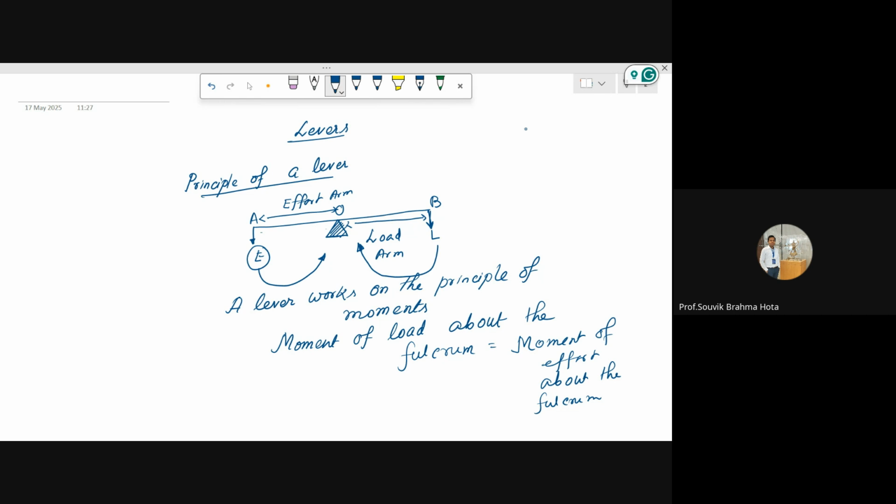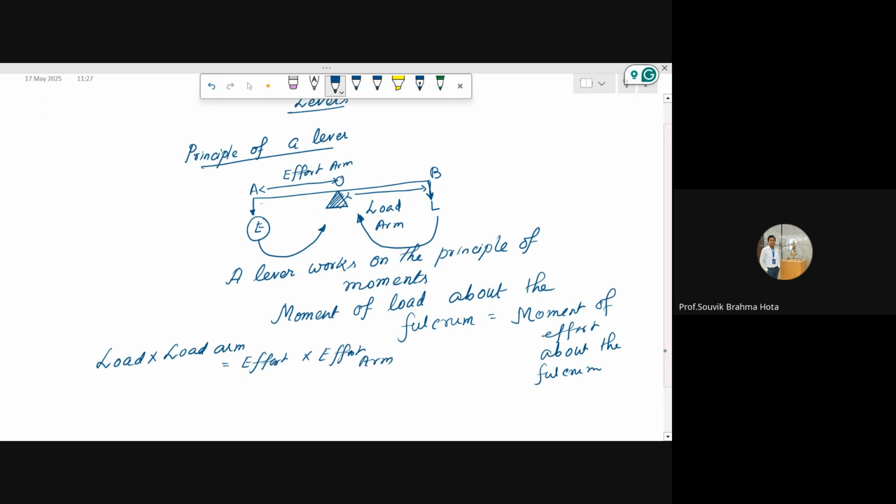So what I can say, the moment of load about the fulcrum is nothing but load into load arm is equal to effort into effort arm. Load into load arm is equal to effort into effort arm. So load is here L and load arm is BO. So L into BO is equal to effort E into AO.